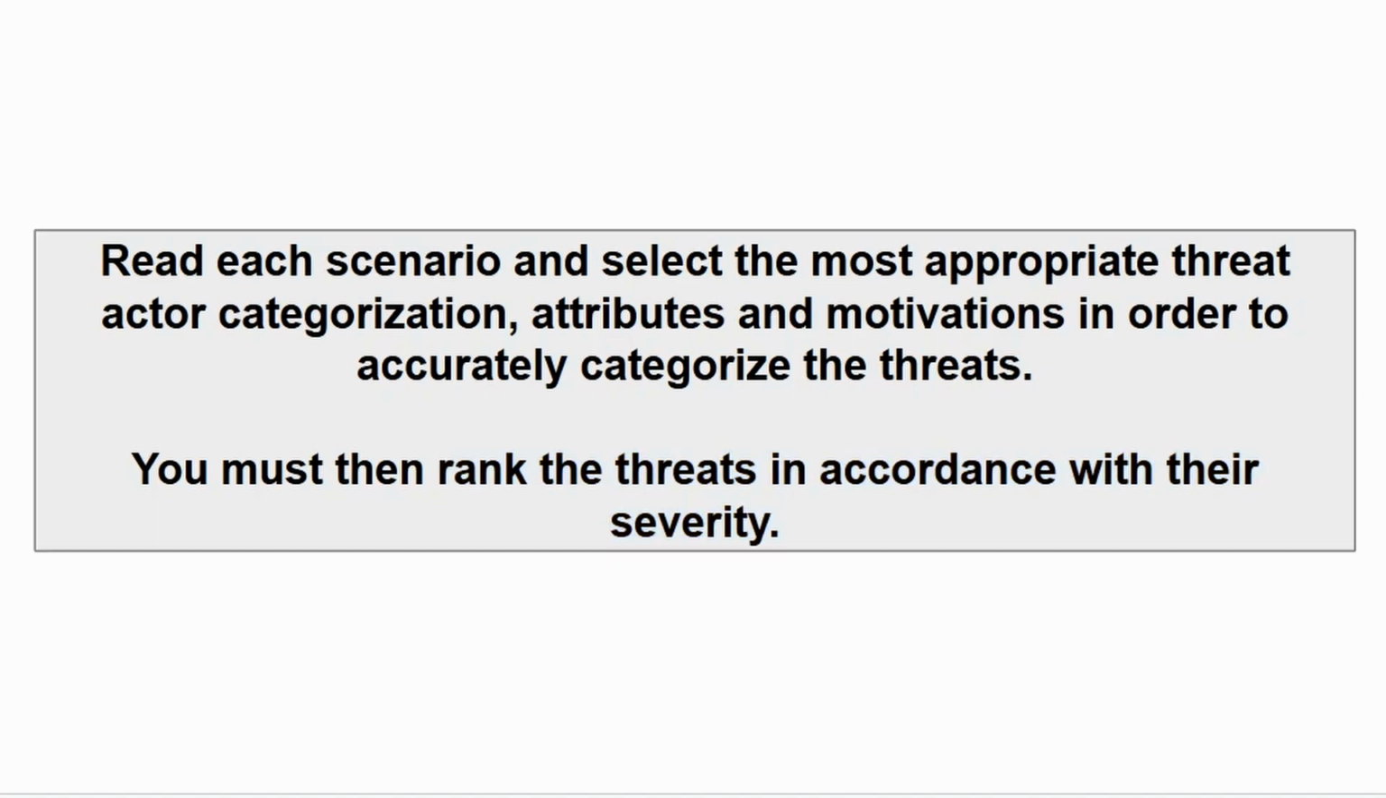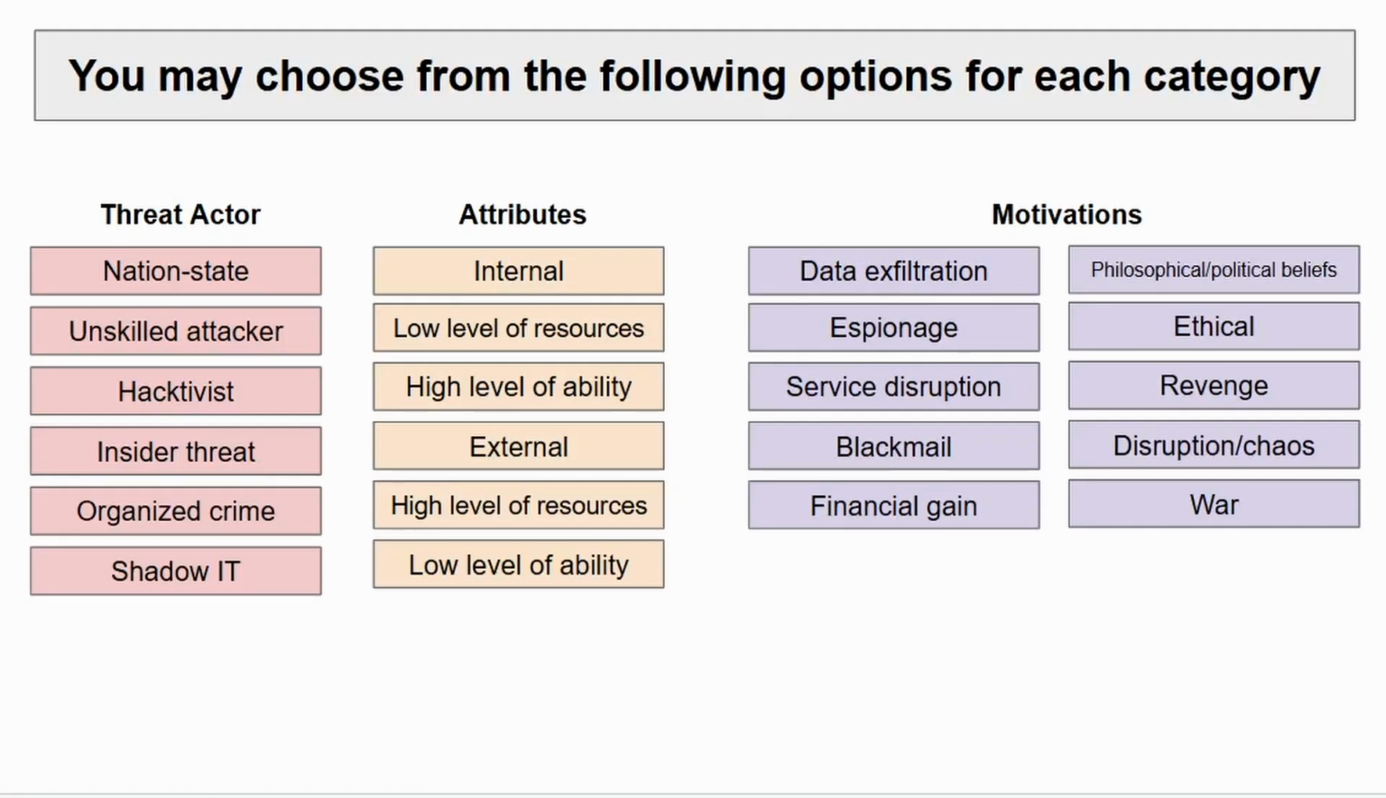So we'll go through this one by one. First of all, you may choose from the following options for each category. So we have our threat actor categorizations. We've got nation state, an unskilled attacker, a hacktivist, insider threat, organized crime, and shadow IT. We're going to need to know what each of those are. This is not a video where I explain these all to you. I'm going to do that in my course at some point when I put that out.